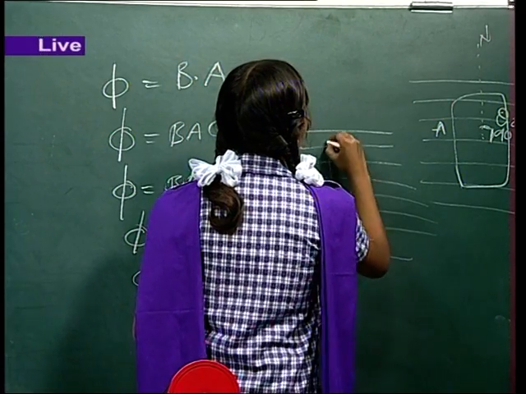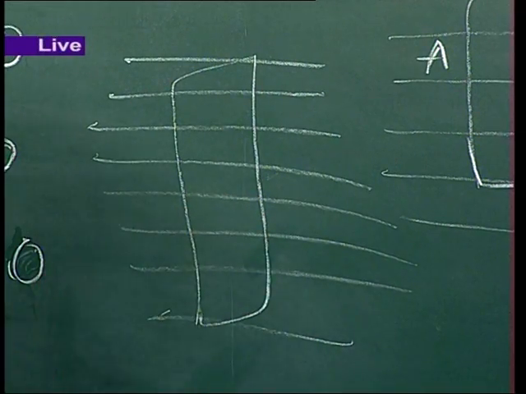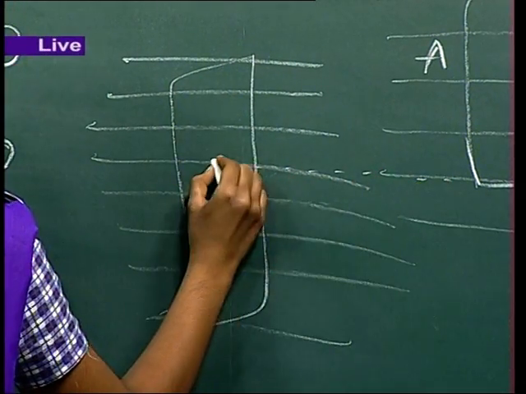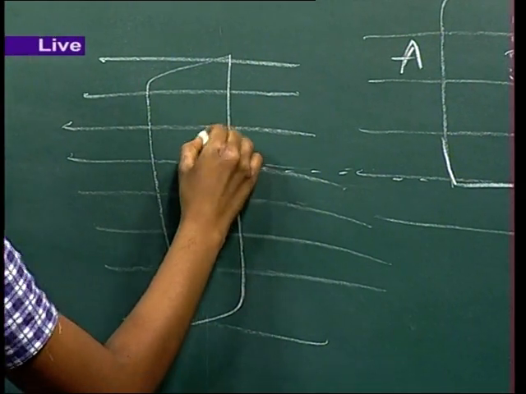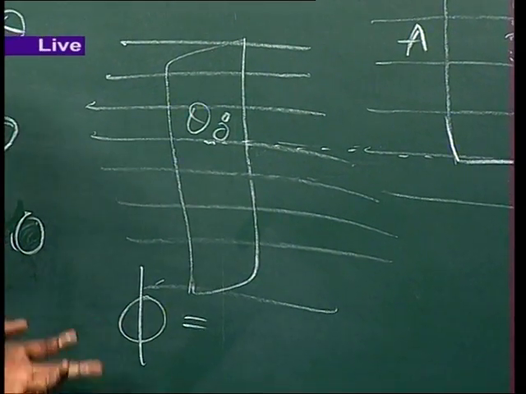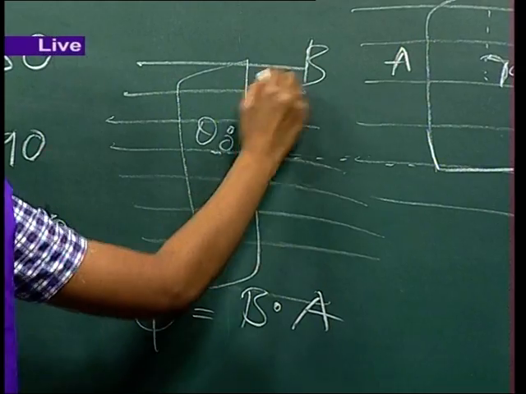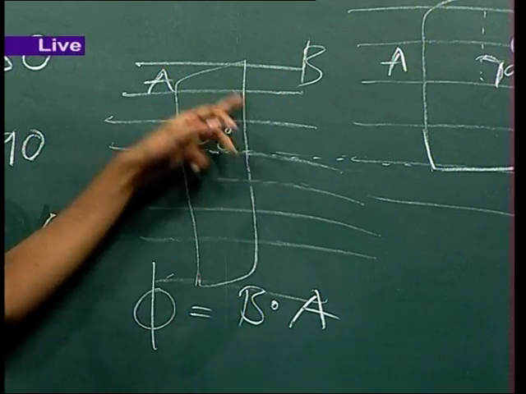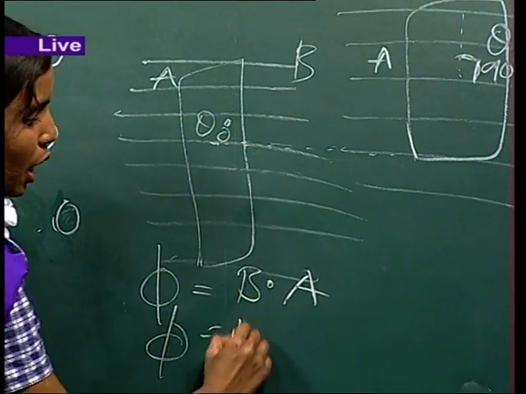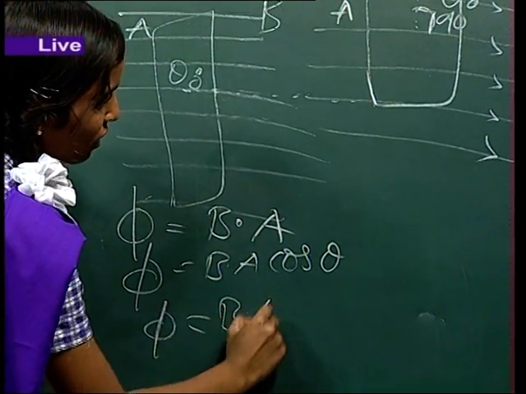In this scenario, this is the area vector through which all these magnetic field lines are passing. In this area vector, let us draw one normal. The normal makes an angle of 0 degrees, which is theta. So what is magnetic flux? It is the product of the magnetic field and the area vector. Here these are the magnetic field lines and this is the area vector. So phi is equal to BA cos theta, and the value of theta here is 0.